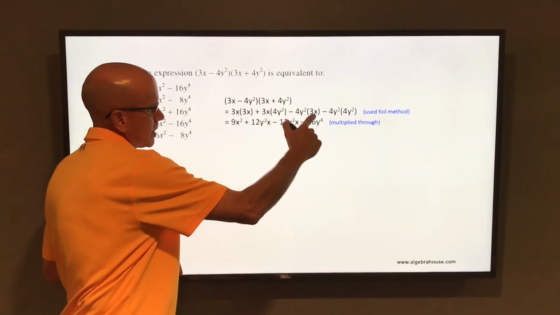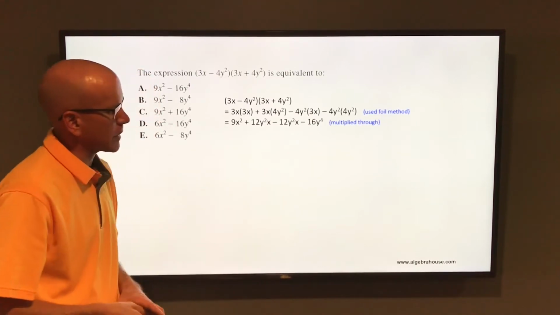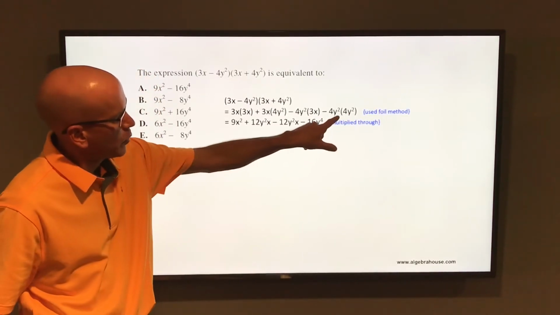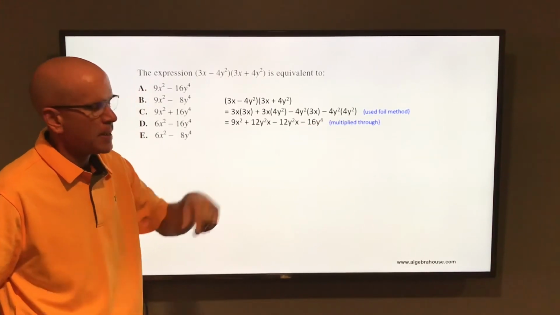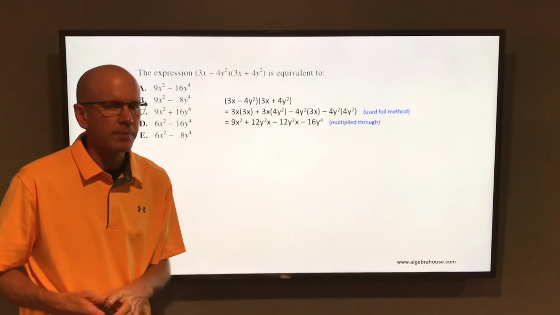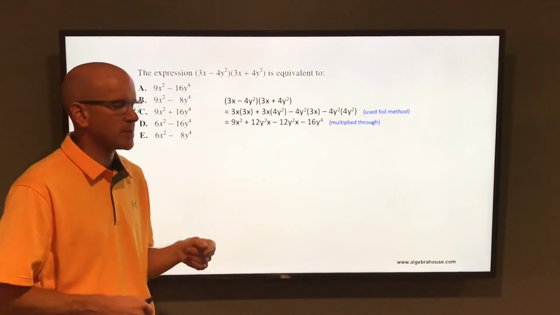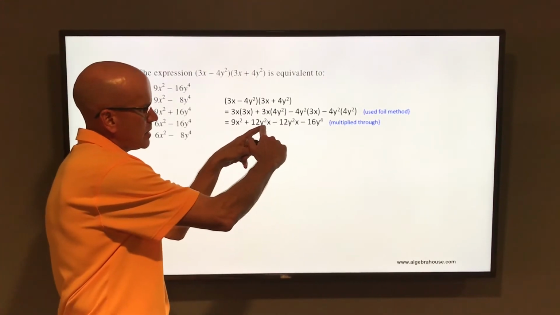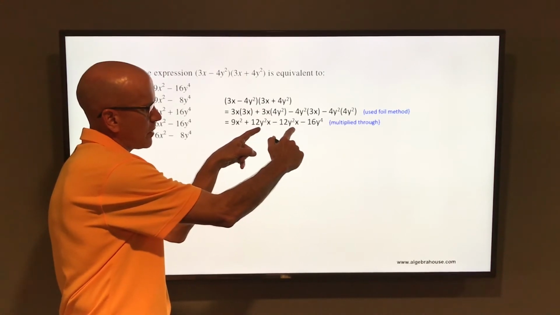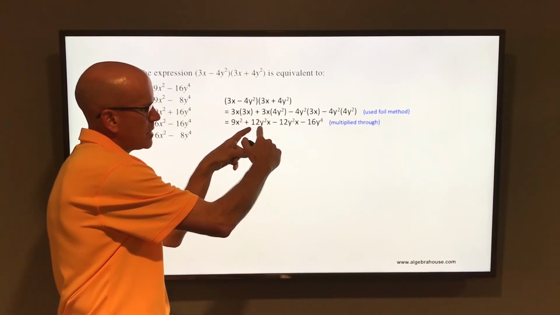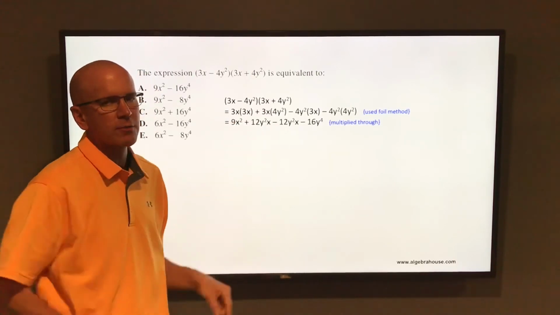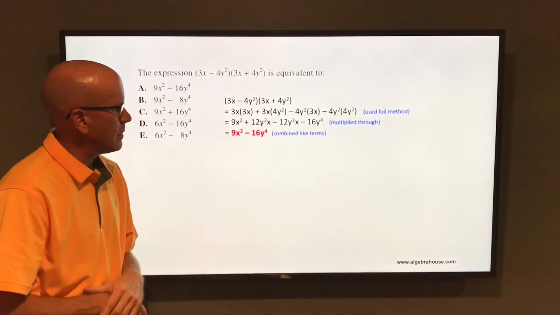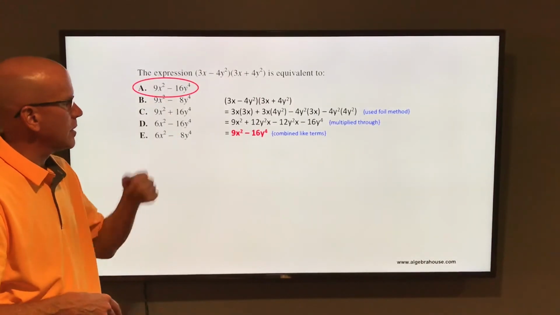Negative 4y squared times 3x, it's negative 12y squared x. And negative 4y squared times 4y squared, again, add the exponents when you're multiplying with the same base. That would be negative 16y to the fourth. Go back through and combine the like terms. Like terms have the same variable, same exponents. So these two terms with the y squared x, those are like terms. If you combine those, 12y squared x minus 12y squared x, those are going to knock each other out. So you're going to be left with 9x squared minus 16y to the fourth, which is letter A.